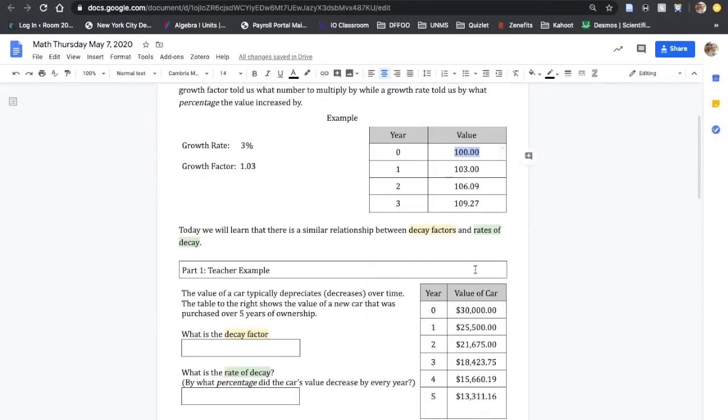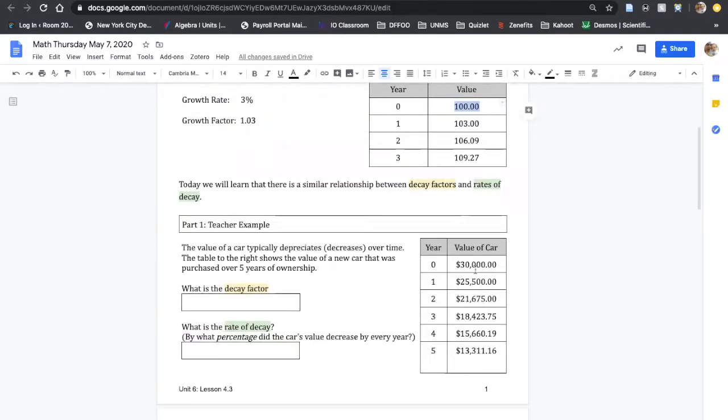Now, we have something similar when we're talking about exponential decay. So we have decay factors, and we have a rate of decay. That's similar to a growth rate. Instead of saying a decay rate, we say rate of decay. So I'm gonna walk you through this with an example. First off, it's saying that the value of a car typically depreciates or decreases over time, right? So you start driving a car, it gets dings and scratches on it, the engine gets used, so the value starts to diminish over time.